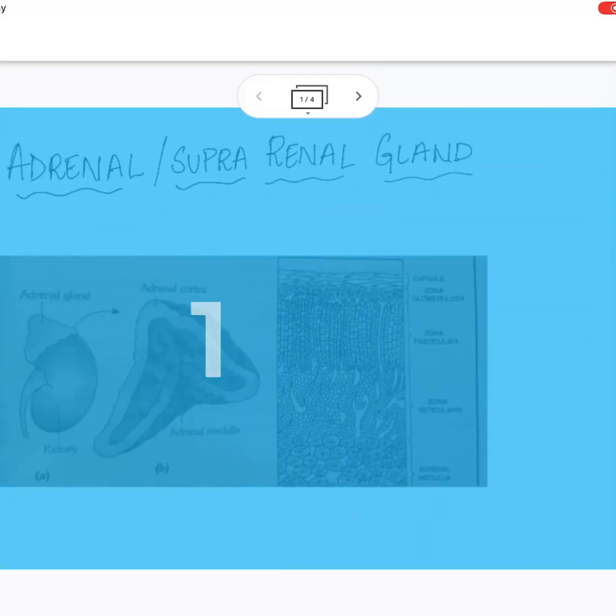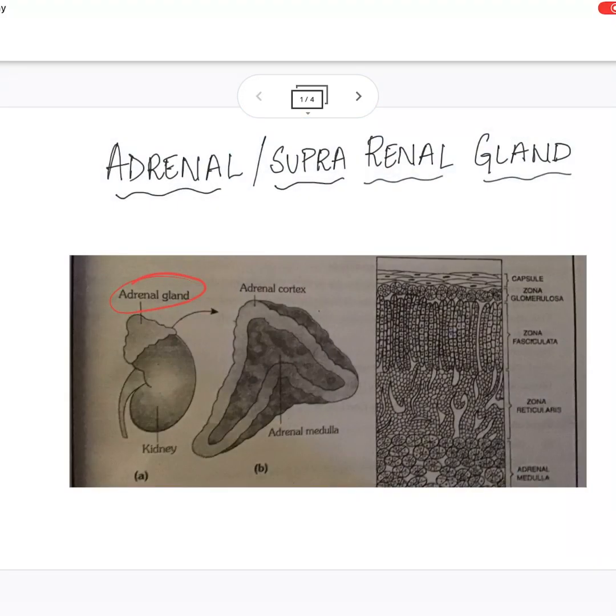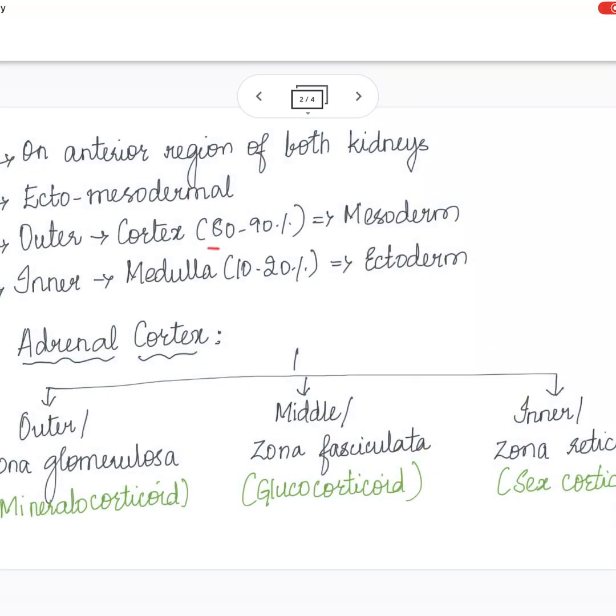Now this particular adrenal gland histologically is divided into two regions. The outer region is called adrenal cortex and the inner region is called adrenal medulla. The adrenal cortex is about 80 to 90% and the origin of the cortex is mesoderm. The inner one is called medulla, which is only 10 to 20%, and the origin of it is ectoderm.